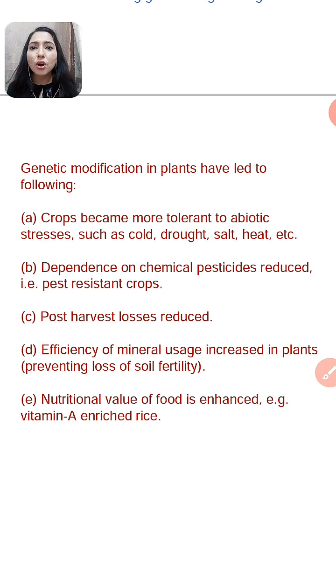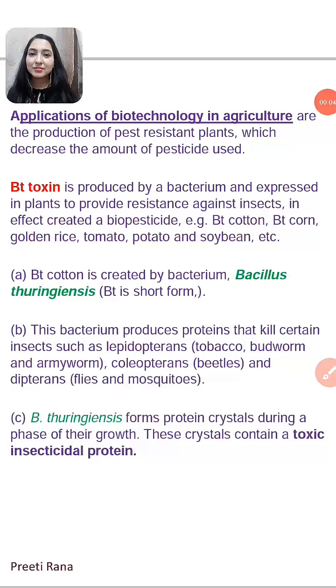and the dependence on chemical pesticides is greatly reduced. That is, pest-resistant crops have been produced, which will help in the reduction of post-harvest losses. The efficiency of mineral usage increased in plants, which will in turn prevent the loss of soil fertility, and this will greatly help in increasing the nutritional value of the food.